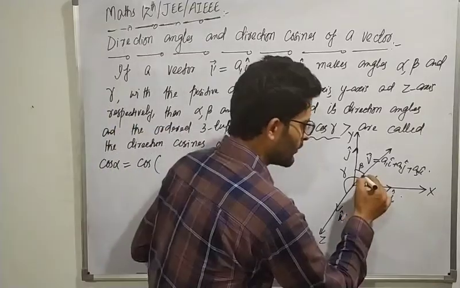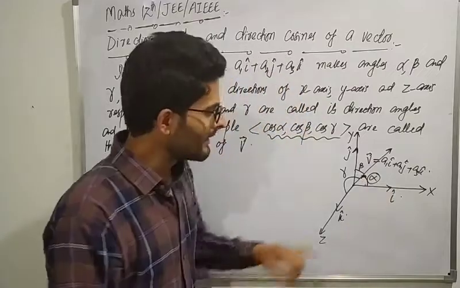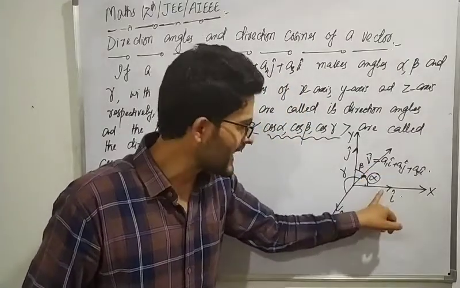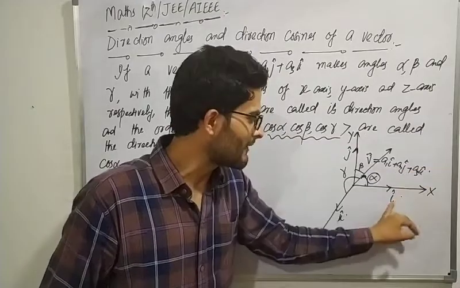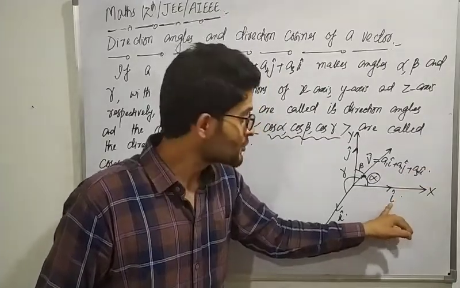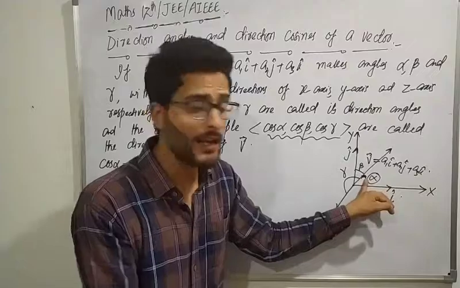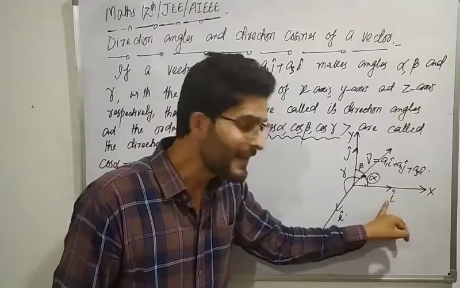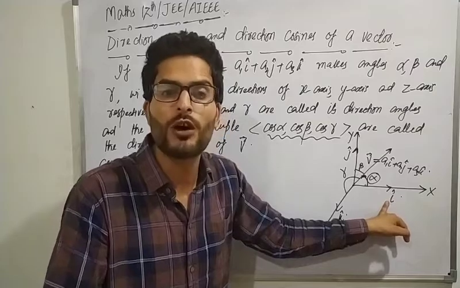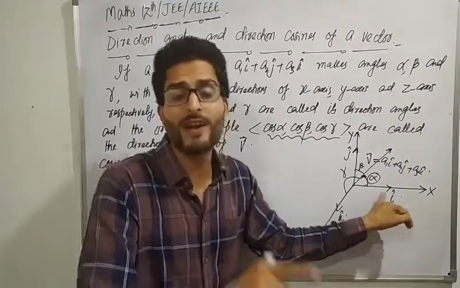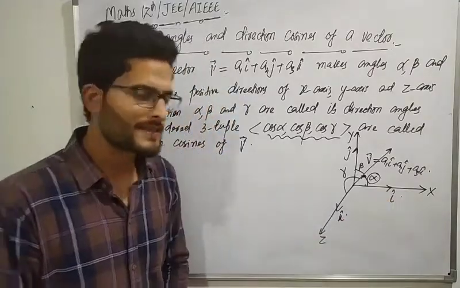Now, take a look at this alpha. What is alpha? Alpha is an angle between vector v and the positive direction of x-axis, but along the positive direction of x-axis, we have a vector what? i cap. So, alpha would be the angle between vector v and i cap, obviously, because i cap gives us the direction of the positive x-axis; it is a unit vector along the positive direction of x-axis.